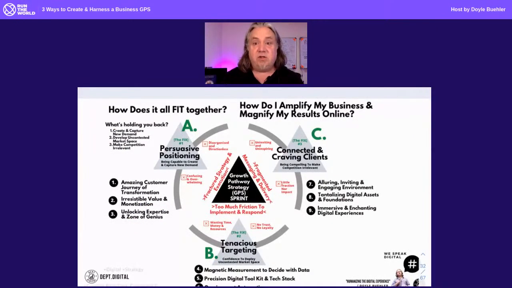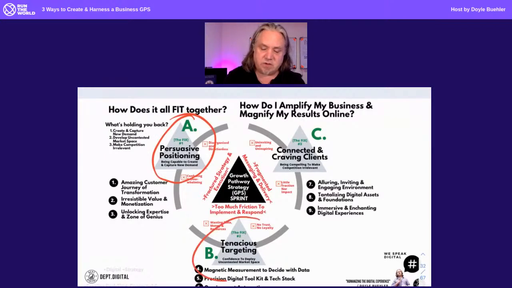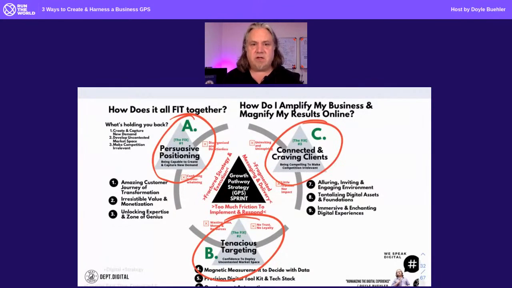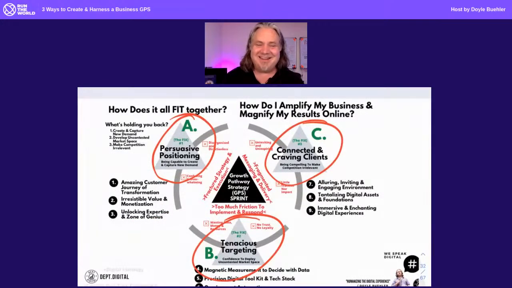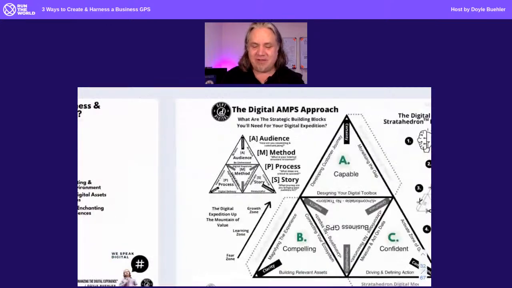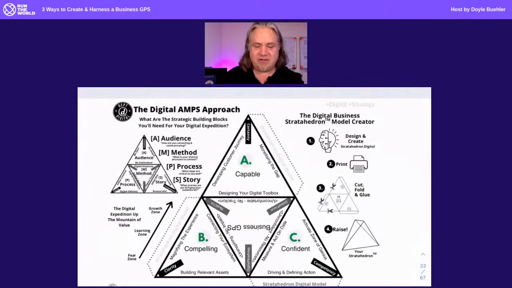Now, this might look kind of complicated, but all I've done is restructure each one into its place as well. So persuasive positioning, tenacious targeting, and then connected and craving clients. Now, the cool thing is that all these triangles together, what does that equal? I love maths too, as they say here in Australia. One of the cool things about geometry is that you're able to actually create something out of it. And what I've been able to do is create from all of these triangles a simple little tool like this that enables you to see how these pieces fit together.